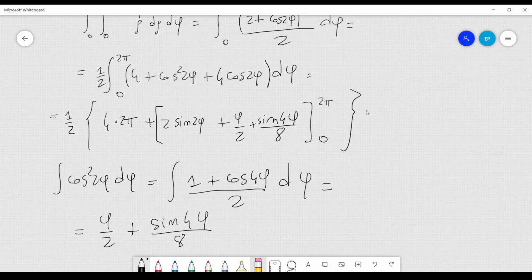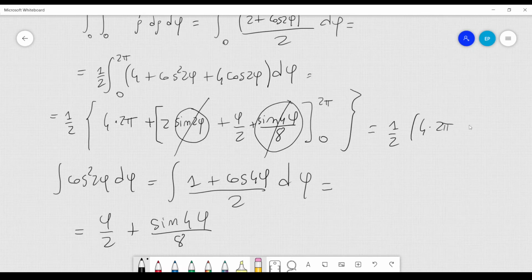And then after I evaluate it, so when I evaluate sine of 2 phi from 0 to 2 pi, I will get 0, and I will get 0 also for this part. So this will give me 1 over 2, 4 times 2 pi, plus 2 pi over 2, which is just pi. So in here I get 8 pi plus pi, which is 9 pi. So I have 9 halves pi. And this is the result of the integration.